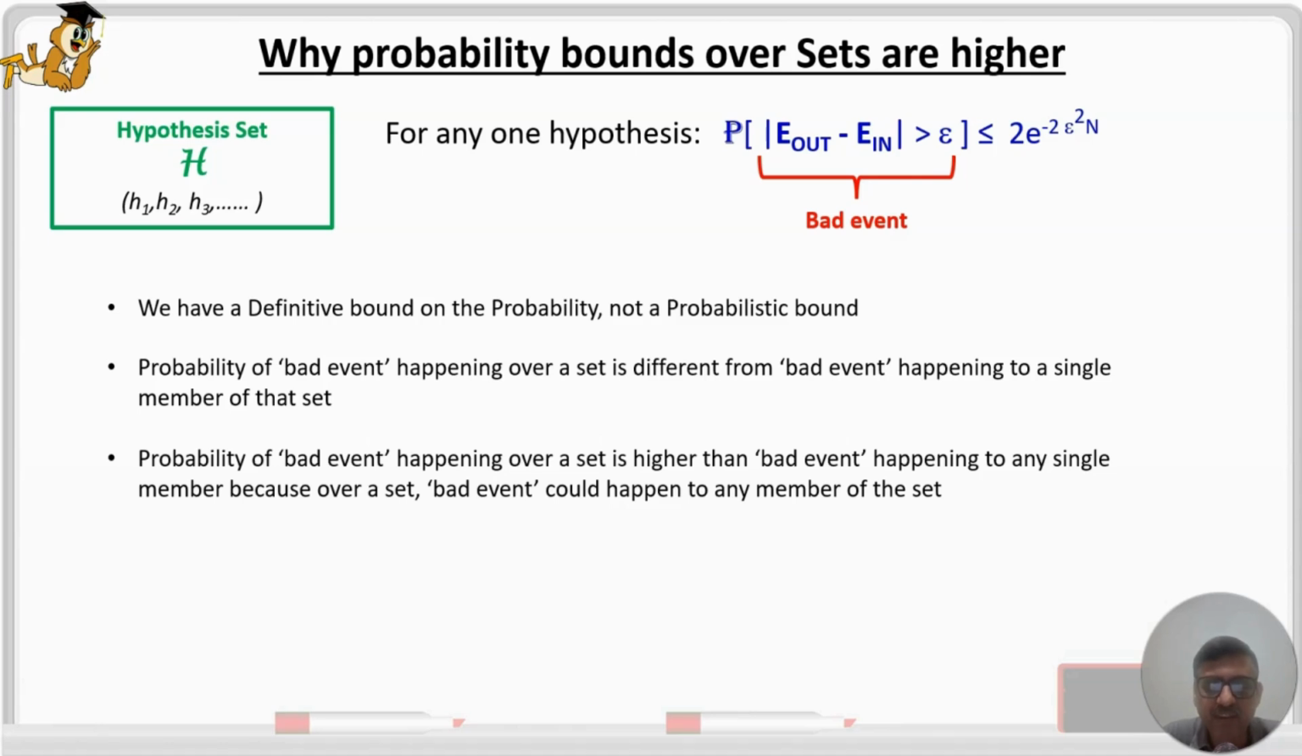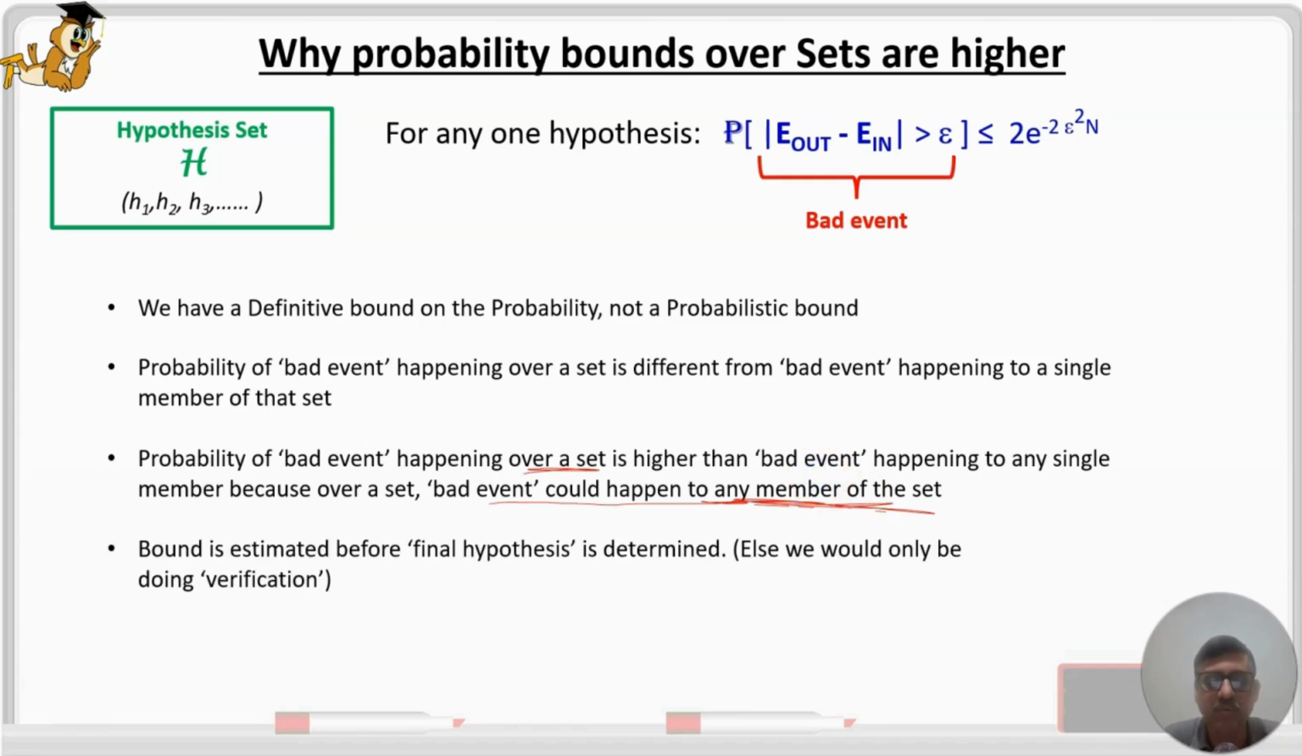The probability of a bad event happening over a set is higher than a bad event happening to any single member, because over a set, the bad event could happen to any member of the set. This is an important line, so you can read it again. The probability of a bad event happening over a set is higher because when you are talking about a set, the bad event could happen to any one member of the set. That's the reason why it is higher than a bad event happening to any single member.